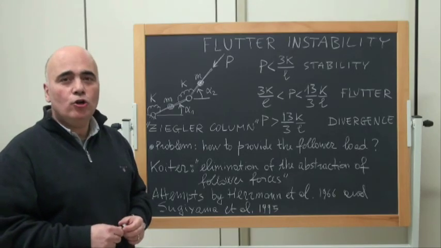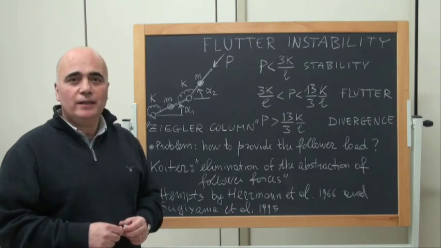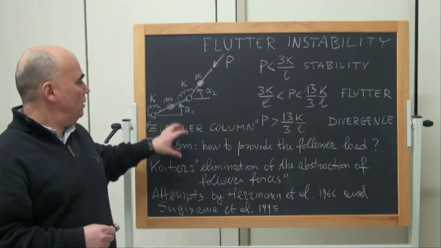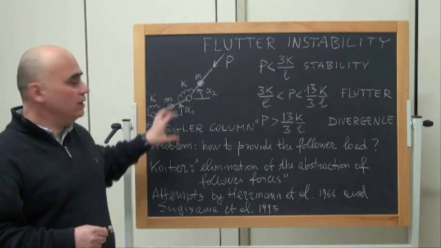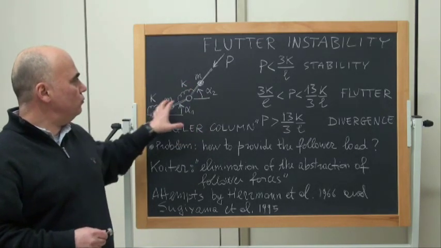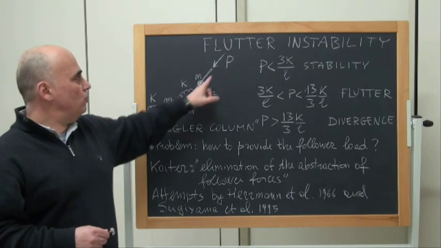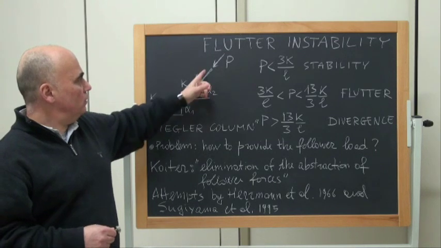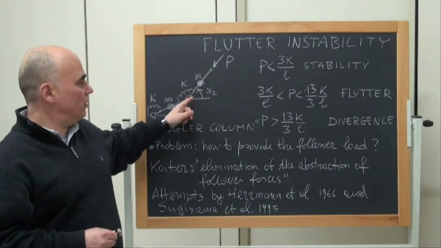Flutter instability occurs in elastic structures subject to follower load. This is the simplest example and was given by Ziegler. It is the so-called Ziegler column. It is a 2 degrees of freedom structure subject to a tangential follower load, P. When the structure moves, the load follows the structure, remaining tangential.